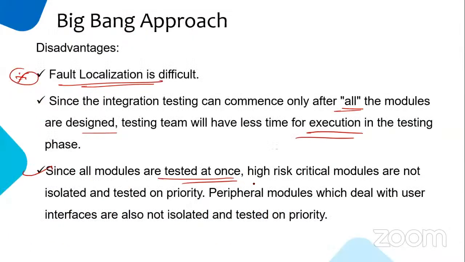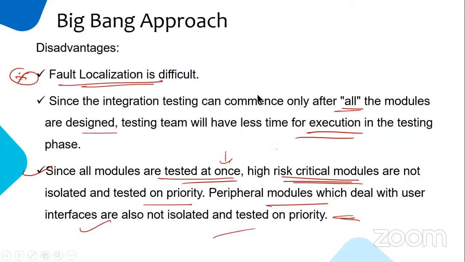Since all modules are tested at once, high risk critical modules are not isolated or tested on priority. Again, if you apply the defect clustering mechanism, then only you can identify critical things early, but not everyone will do that. Peripheral modules which deal with the user interface are also not isolated or tested on priority. When you test the full application in a single go, these are some of the problems we will be facing.